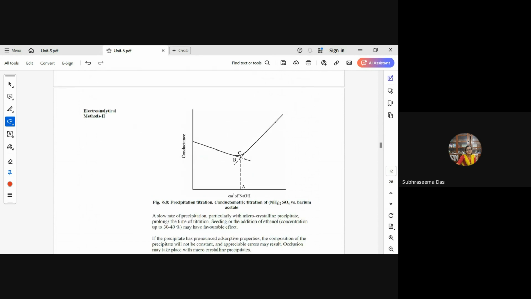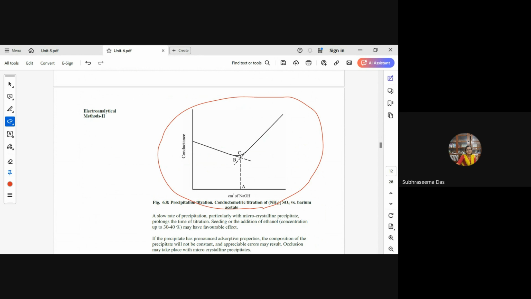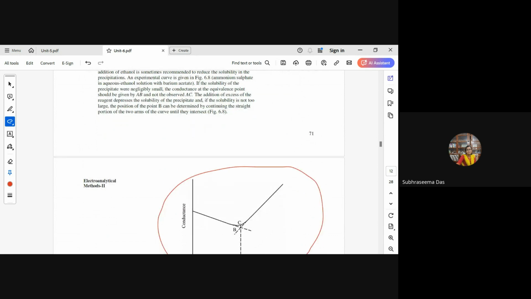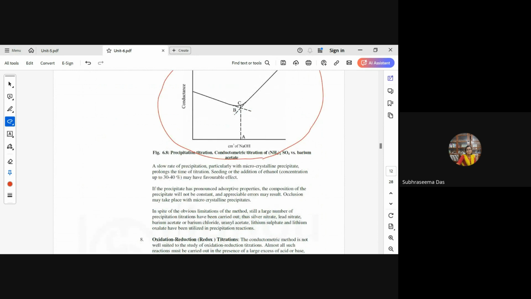Here a typical curve is given in figure 6.8, which shows the precipitation titration of ammonium sulfate versus barium acetate. If the solubility of the precipitate were negligibly small, the conductance at the equivalence point should be given by AB and not AC. The addition of excess reagent depresses the solubility of the precipitate, and if the solubility is not too large, then the position of point B can be determined by continuing the straight portions of the arms until they intersect. So we have to intersect these lines to find the actual end point.